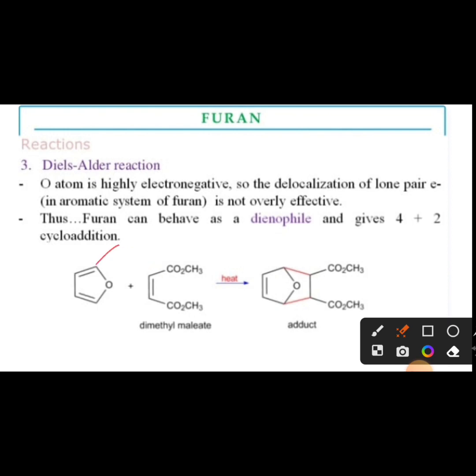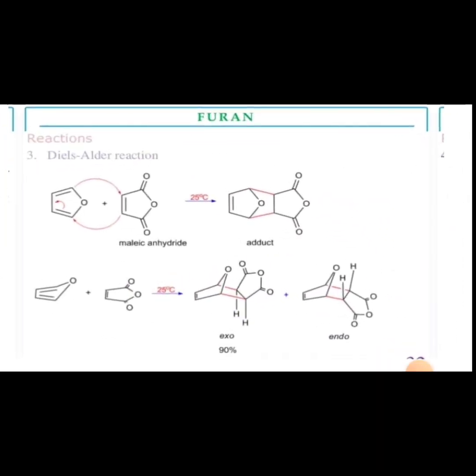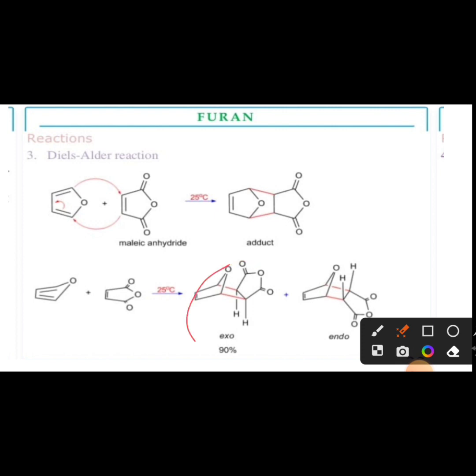Here, this bond attacks here, this bond shifts here, and this bond attacks here. Now see the product. Here is the Diels-Alder reaction mechanism. Here it gives the exo product and the endo product.